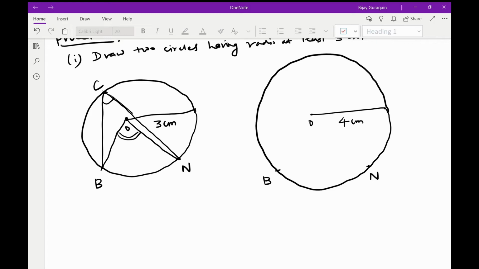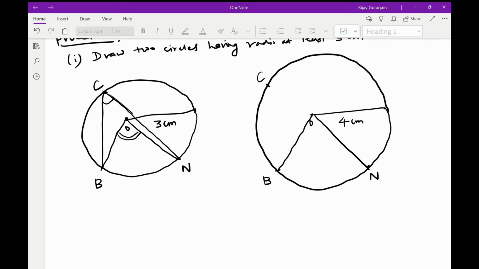Similarly, in the next circle, the bigger circle having radius 4 centimeter, we can join the points. We can take BN as any arc length, so it is not mandatory. We can join points by using a scale: join points B and O, and then join points O and N. And let us take any side. Let us take this one as our point C.